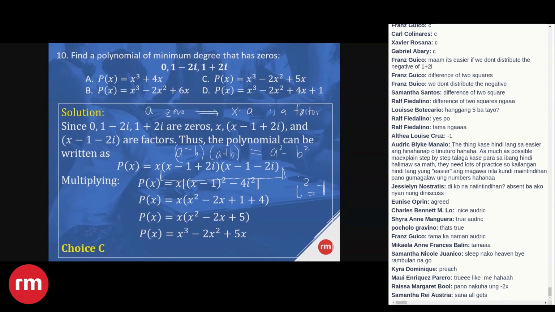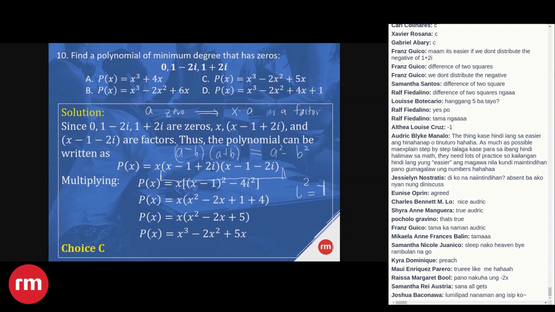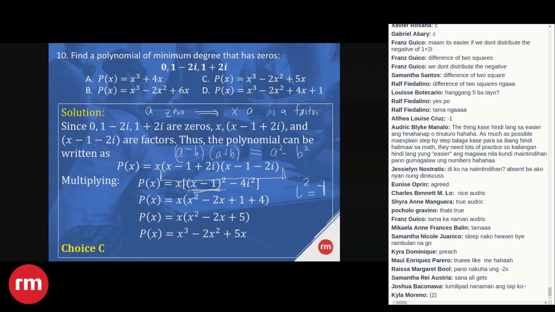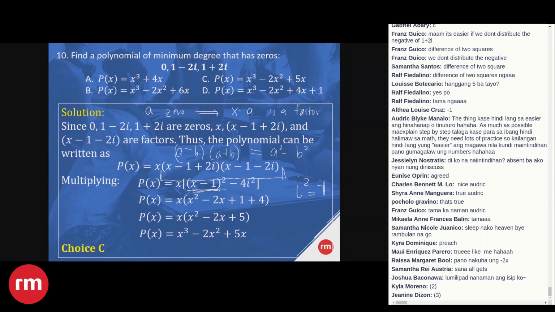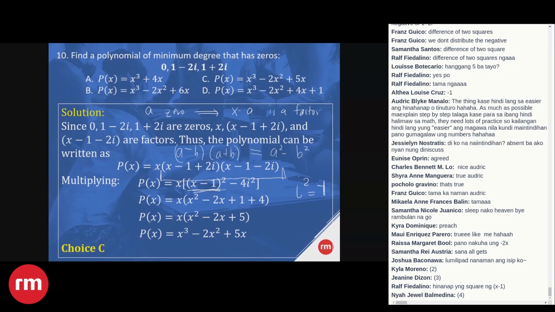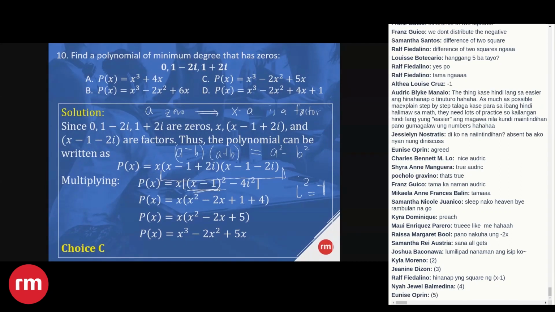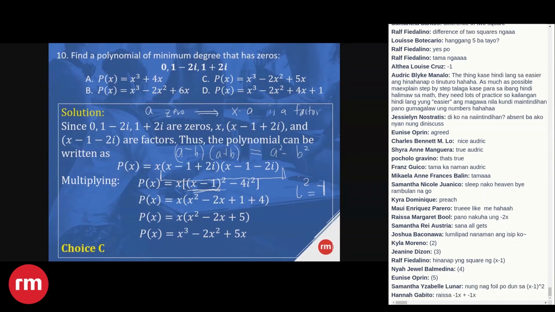Paano nakuha yung negative 2x? Dito yan sa square of x minus 1. Here. Kasi if you get the square of x minus 1 is x squared minus 2x plus 1, it's not x squared minus 1. Okay? I hope you remember that. It's not x squared minus 1. Okay, is that clear? Did the answer? Is that clear?